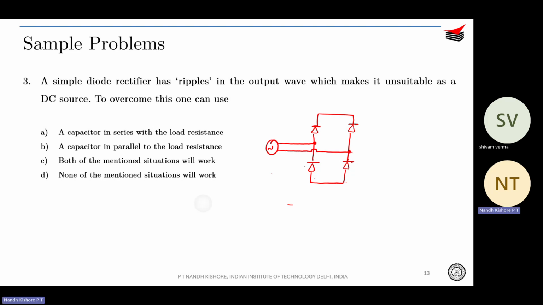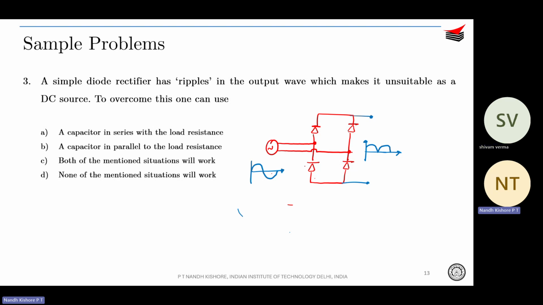Okay. So you know that if the input voltage is something like this, the output voltage that I would be seeing over here would be something like this. Agree? Is this fine? Yes, sir. Now the question is, what should I add after this blue terminal? Capacitor in series with load resistance or capacitor in parallel with load resistance?